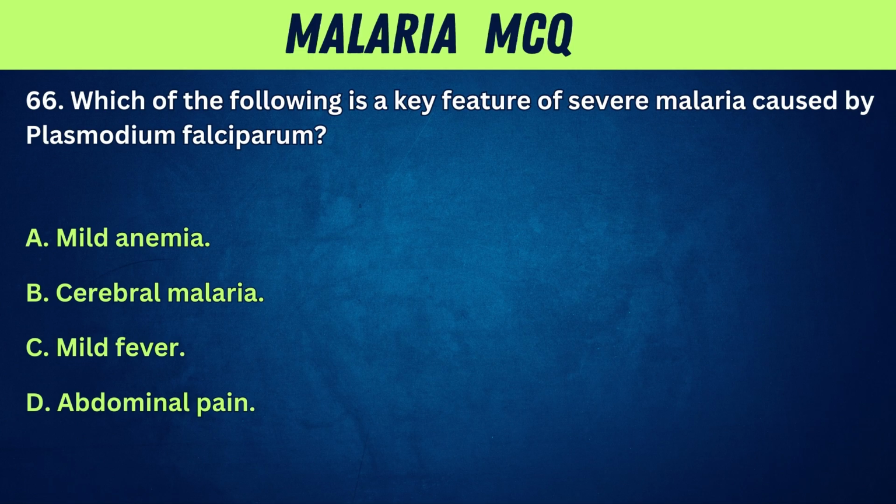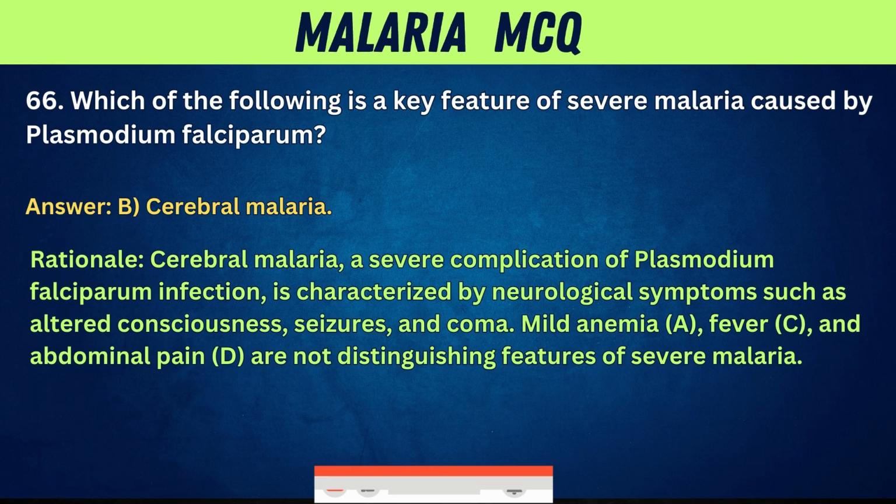66. Which of the following is a key feature of severe malaria caused by Plasmodium falciparum? A. Mild anemia. B. Cerebral malaria. C. Mild fever. D. Abdominal pain. Answer: B. Cerebral malaria. Rationale: Cerebral malaria, a severe complication of Plasmodium falciparum infection, is characterized by neurological symptoms such as altered consciousness, seizures, and coma. Mild anemia, A, fever, C, and abdominal pain, D, are not distinguishing features of severe malaria.